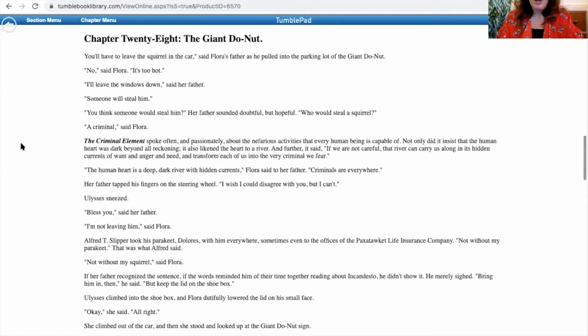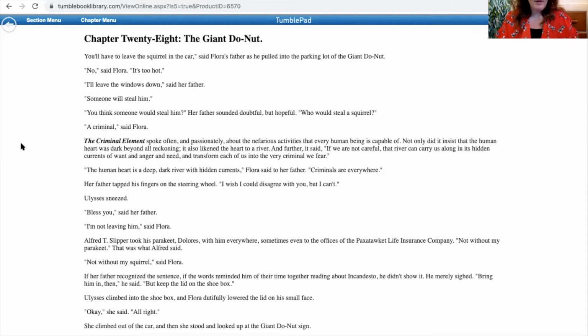Chapter 28, The Giant Donut. You'll have to leave the squirrel in the car, said Flora's father as he pulled into the parking lot of the Giant Donut. No, said Flora, it's too hot. I'll leave the windows down, said her father. Someone will steal him. You think someone will steal him? Her father sounded doubtful, but hopeful. Who would steal a squirrel?